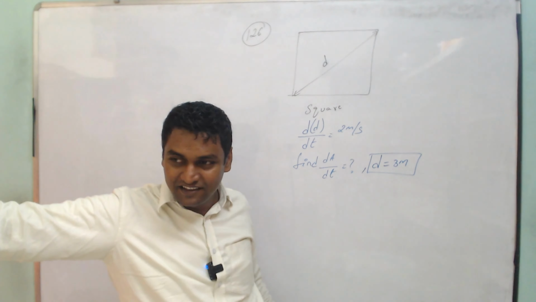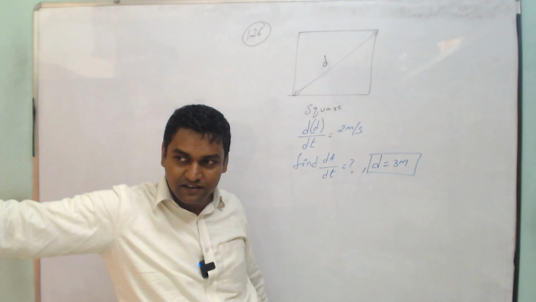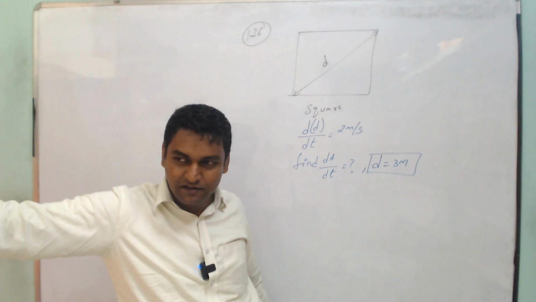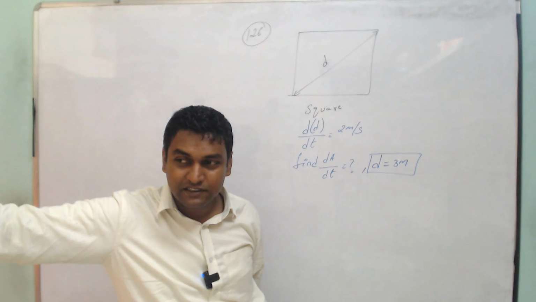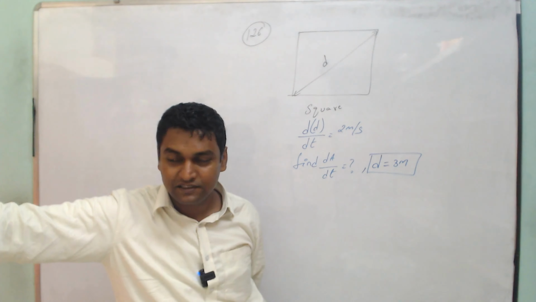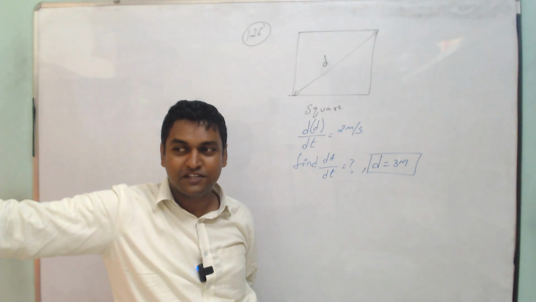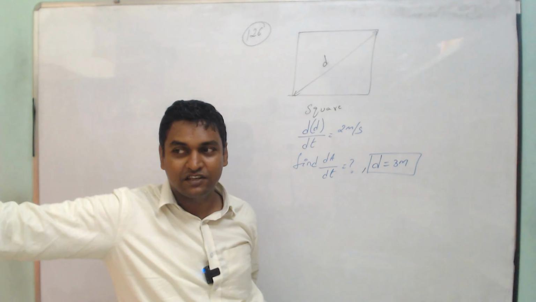Now differentiate d square by 2. 2 is constant. So 2d by 2. Whenever you differentiate, you will get 2d by 2.